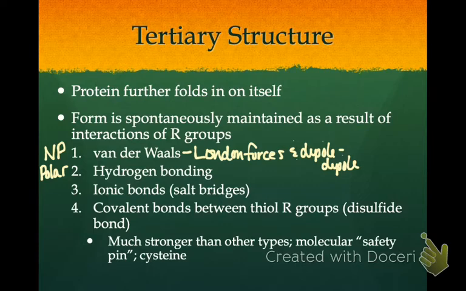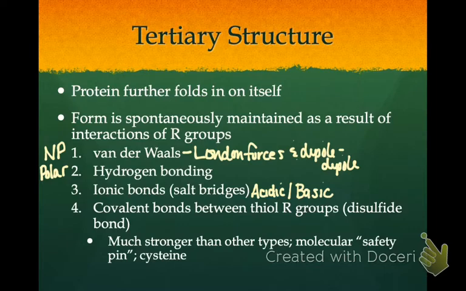The third type of bonding, or interaction, that can occur would be ionic bonds, or what we call salt bridges. These occur between positive and negative charges, like ionic compounds. Like we would have a positive charge and a negative charge that would be attracting. And if you remember, we have acidic and basic R groups, and they each have charges on them. So those would be the bonds that would be forming between the R groups that are acidic and basic.